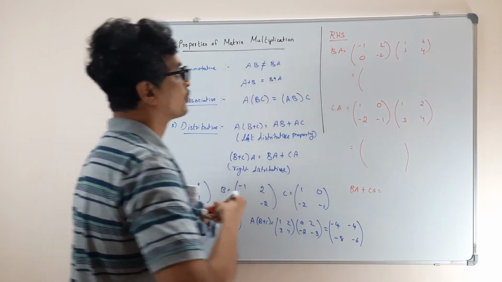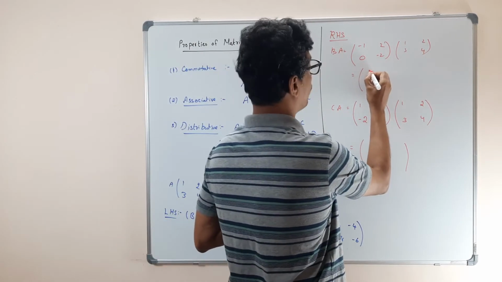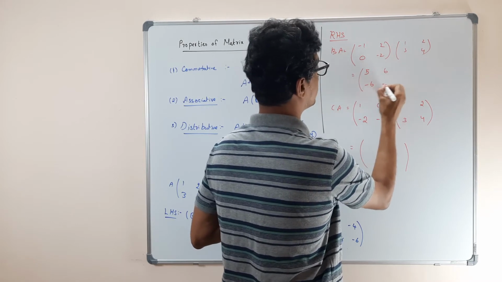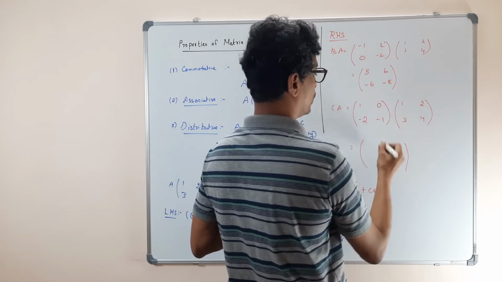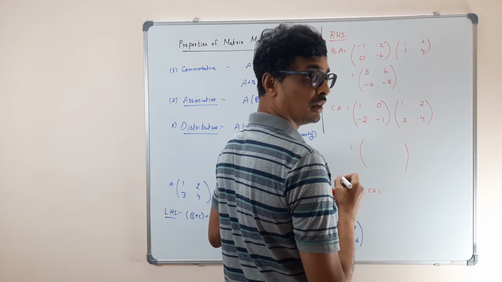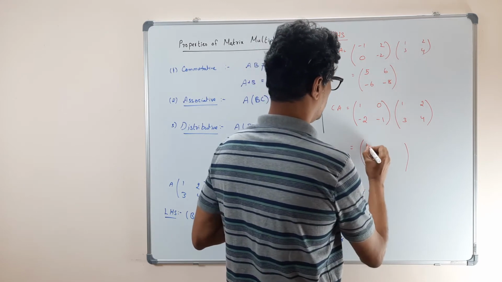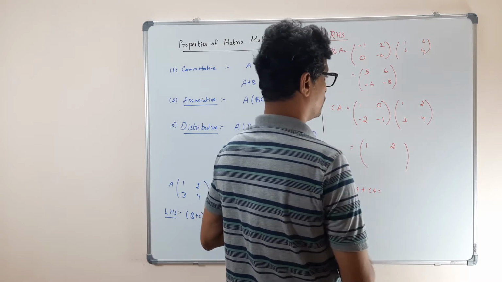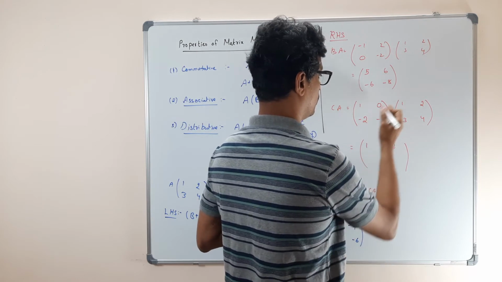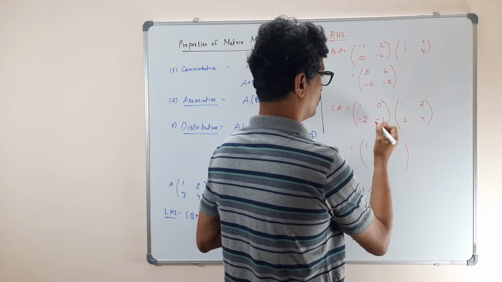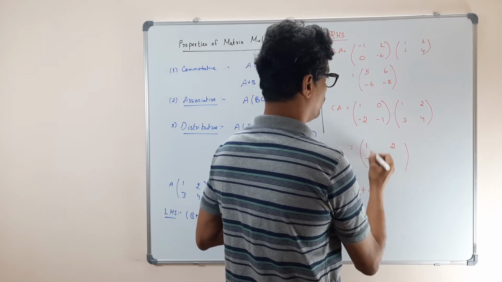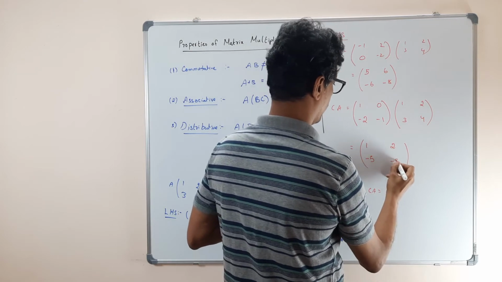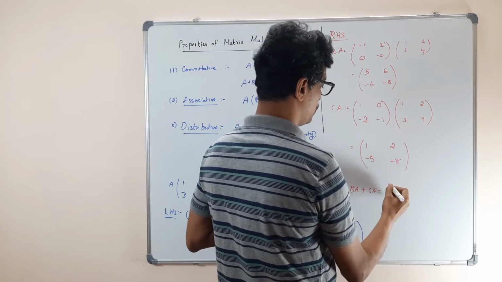5, 6, minus 6, minus 8. This one: 5, 6, minus 6, minus 6, minus 8. And what about this? 1, 1, 2, 2, minus 2, minus 2, minus 3, that is minus 5. Minus 5, minus 4, minus 4, minus 8. So what will be the summation of these two?